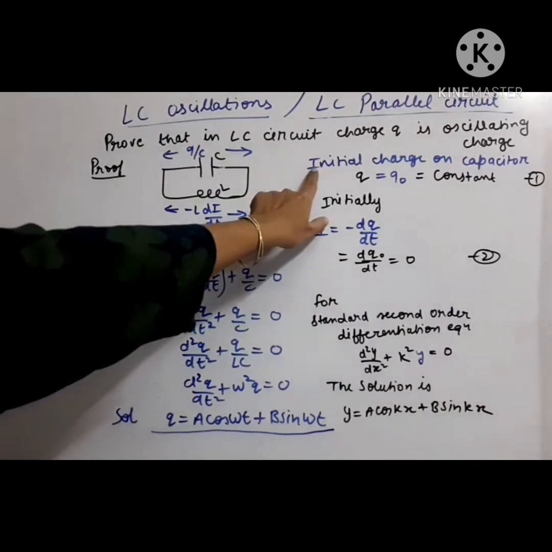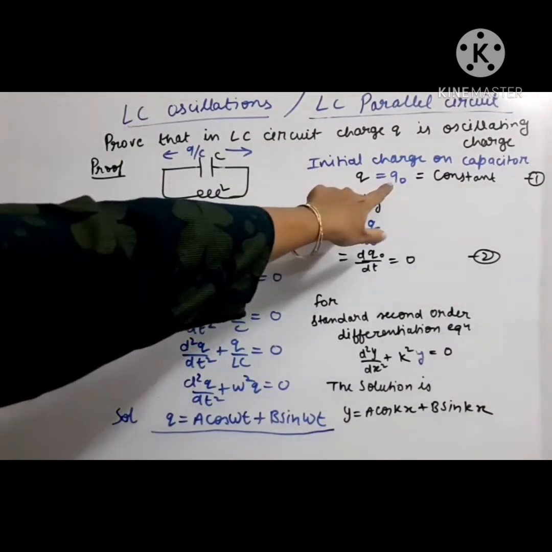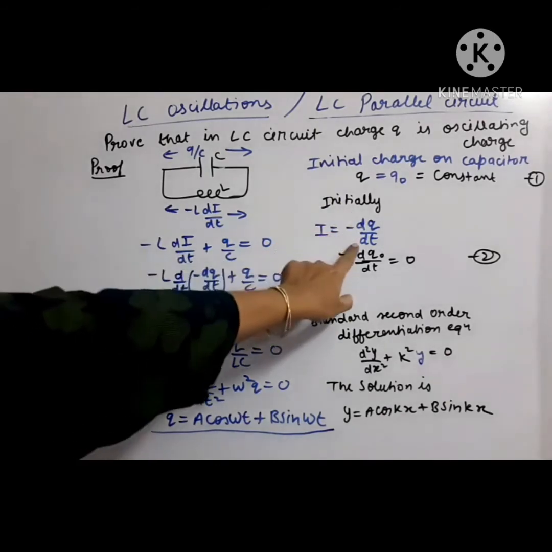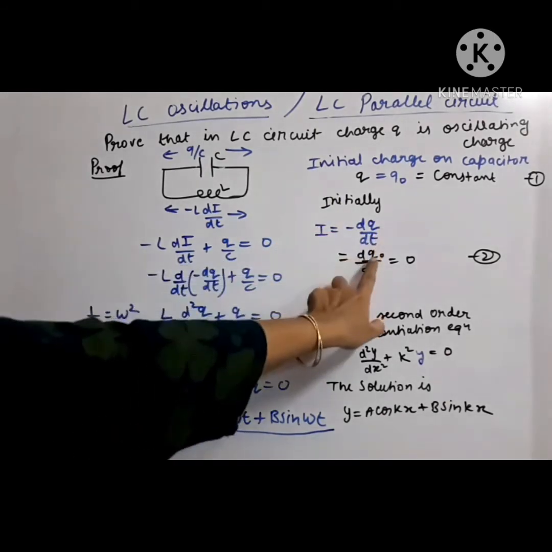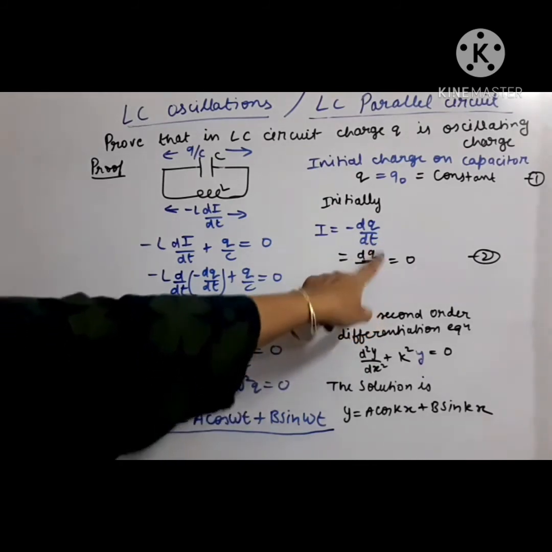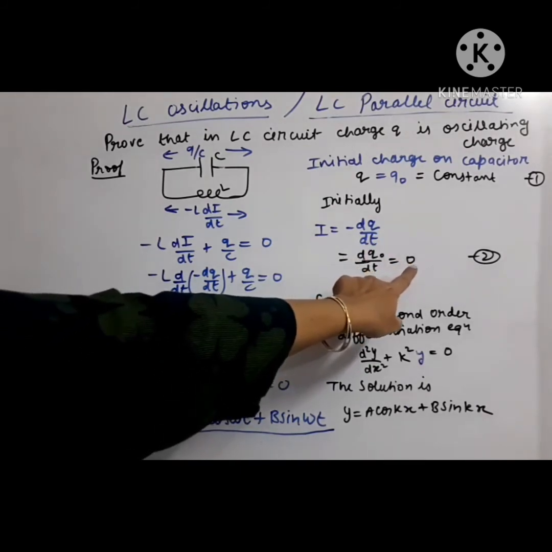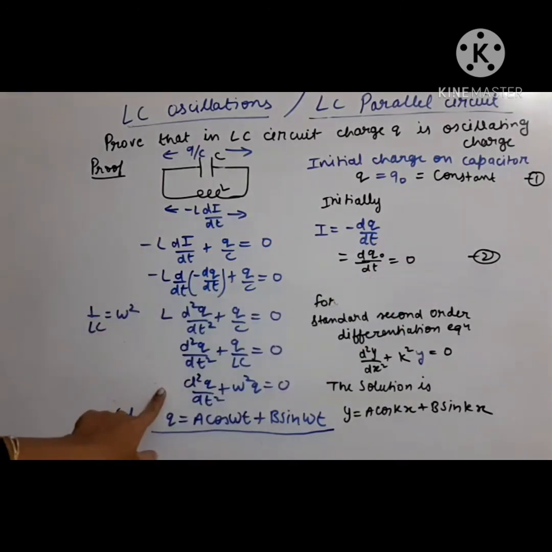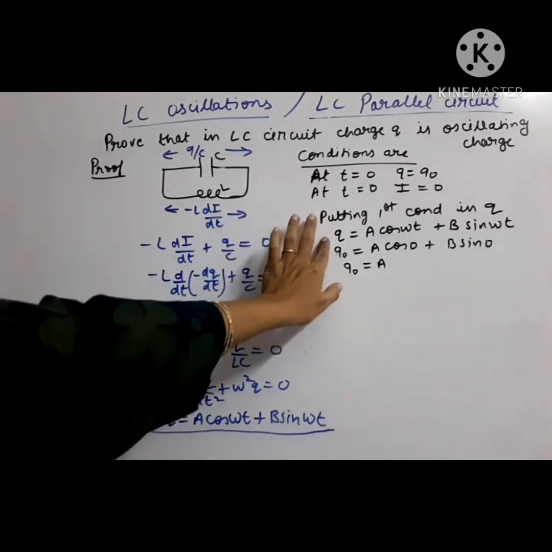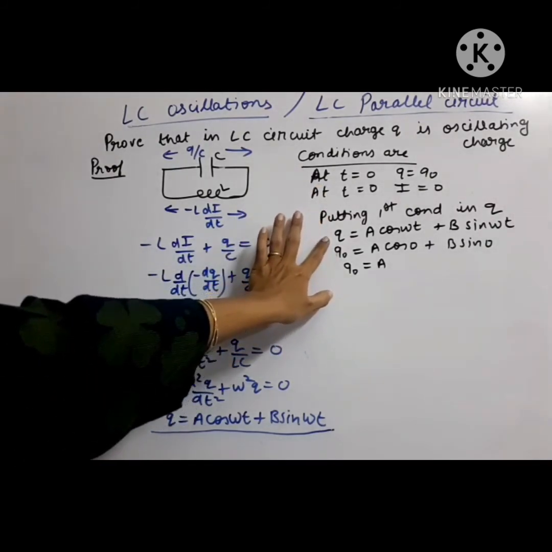Initially the charge was constant, but what about the current? Current is obtained by dq by dt, but since the charge is constant initially, the differentiation of a constant is 0. That's why the current initially comes 0. Now we are proceeding to the solution of A and B. So note down this solution first. Let us see how we apply the conditions and get the answers for A and B.